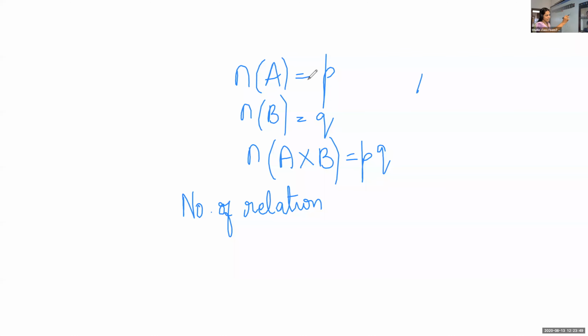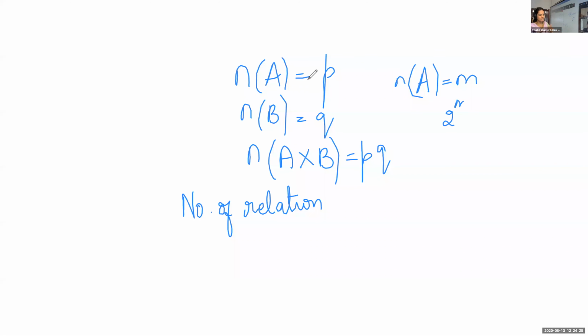Suppose A is a set containing M elements. How many subsets can you define for A? Can you repeat it? How many subsets are there for the set A? 2 raised to M, very good. It is 2 raised to M.